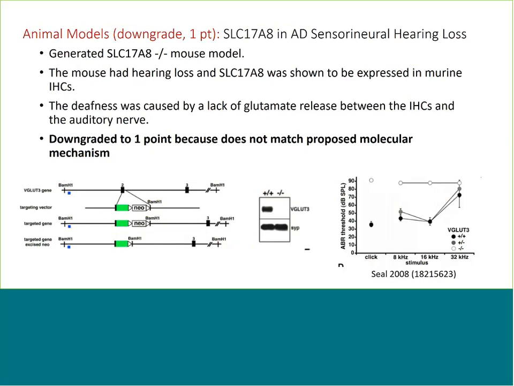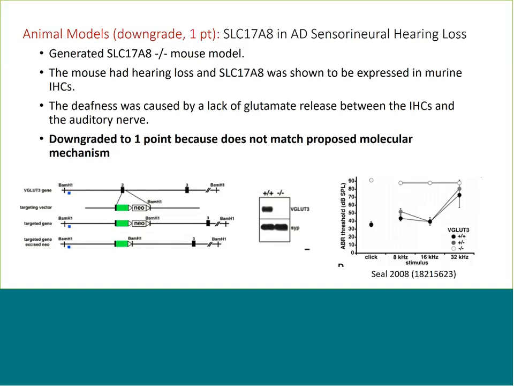So the first mouse model that we found, and this is often typical, was the typical knockout mouse model. So they knocked out the gene using the neomycin cassette for exon 2. And the animals with a knockout of SLC17A8, which is expressed in mouse inner hair cells, were deaf. And this was caused by a lack of glutamate release between the inner hair cells and the auditory nerve.